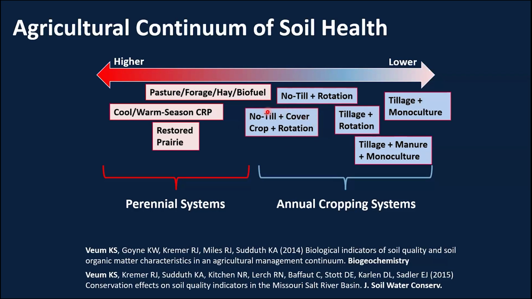When we have all three of these things together and take one out, we tend to move down this continuum: just no-till plus rotation, then tillage plus rotation, and tillage plus monoculture is the lowest, with adding manure a little bit better. So as we add no-till, cover crop, and rotational diversity, we start to move up this continuum in this direction.